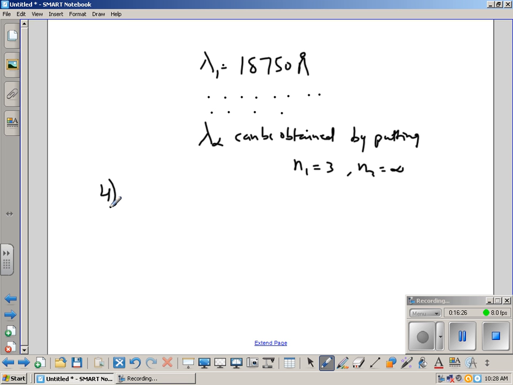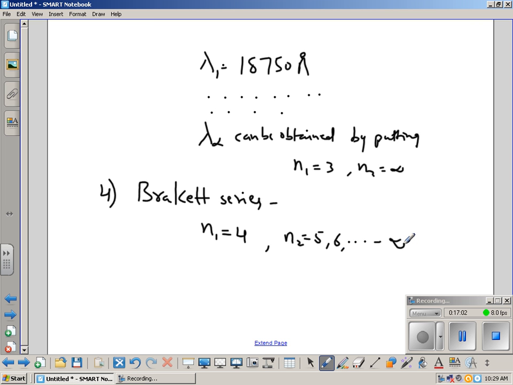Then the Brackett series. Now you can write it yourself. When the electron jumps from higher orbits to the fourth orbit, n1 is equal to 4 and n2 is equal to 5, 6, and so on up to infinity.